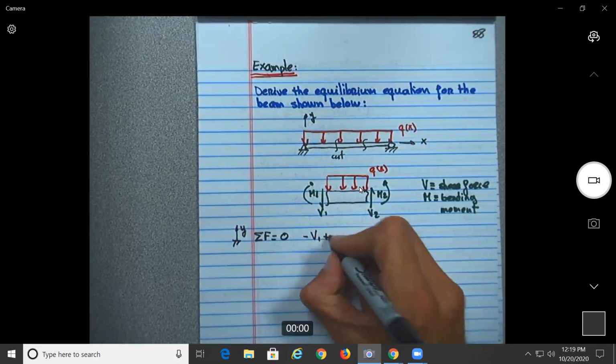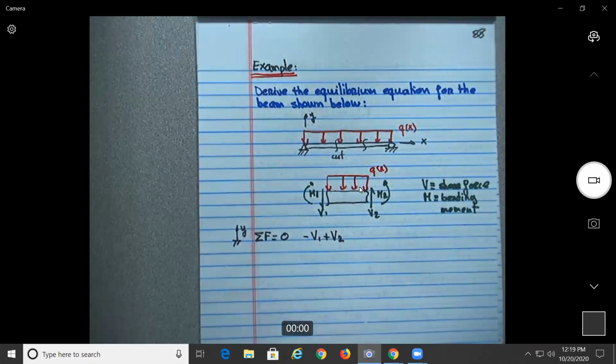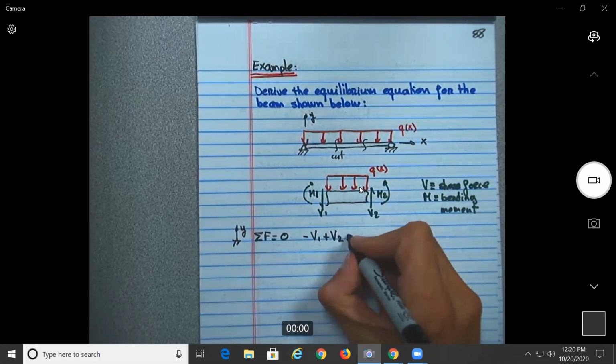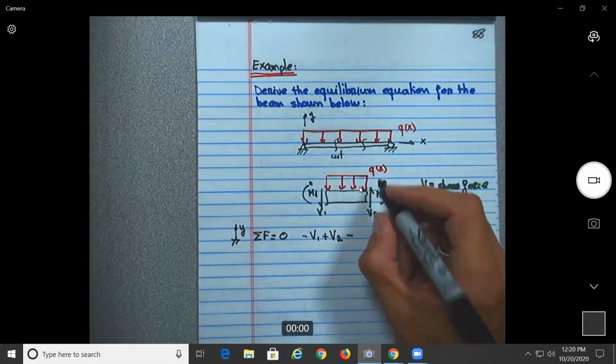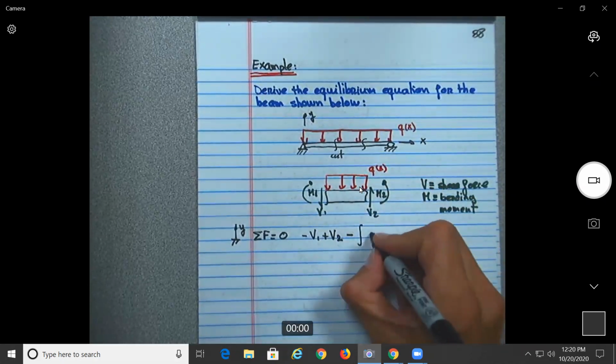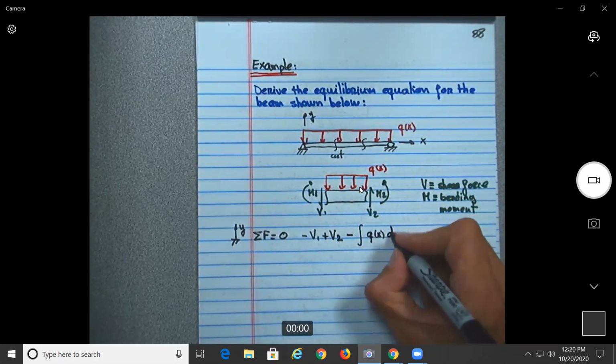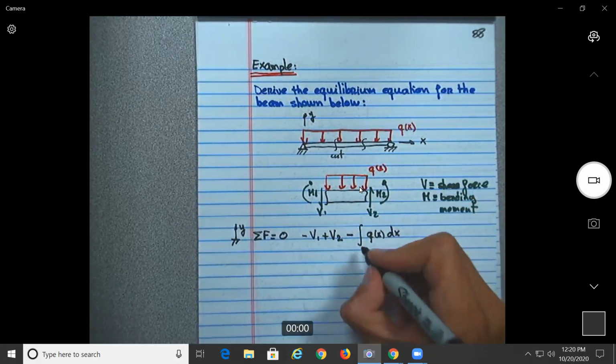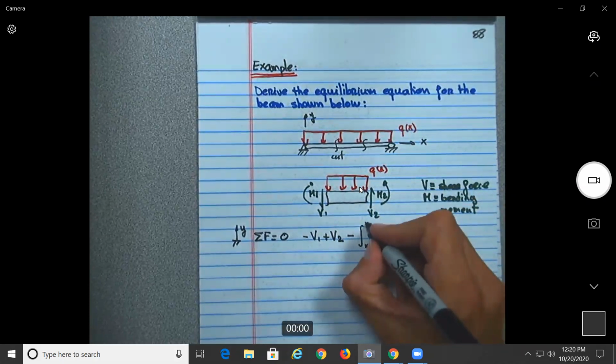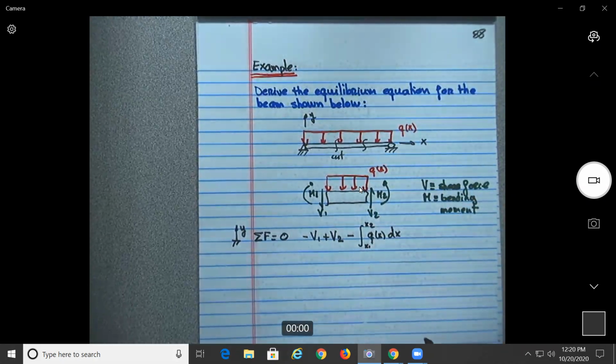V1 plus V2 minus, this is a distributed load, so you want to find the value, will be integral of Qx dx. And to call this one, let's say between x1 and x2, okay? But you don't need to put that. All right? And this should be equal to 0.